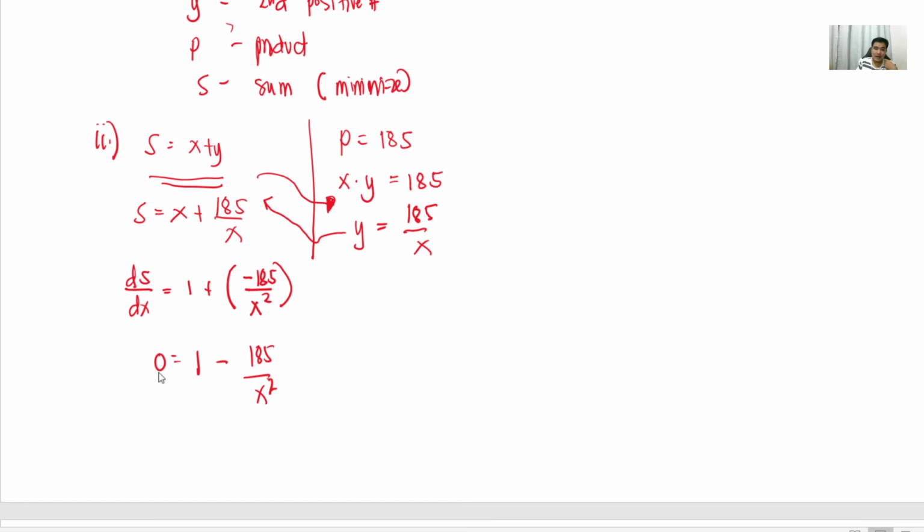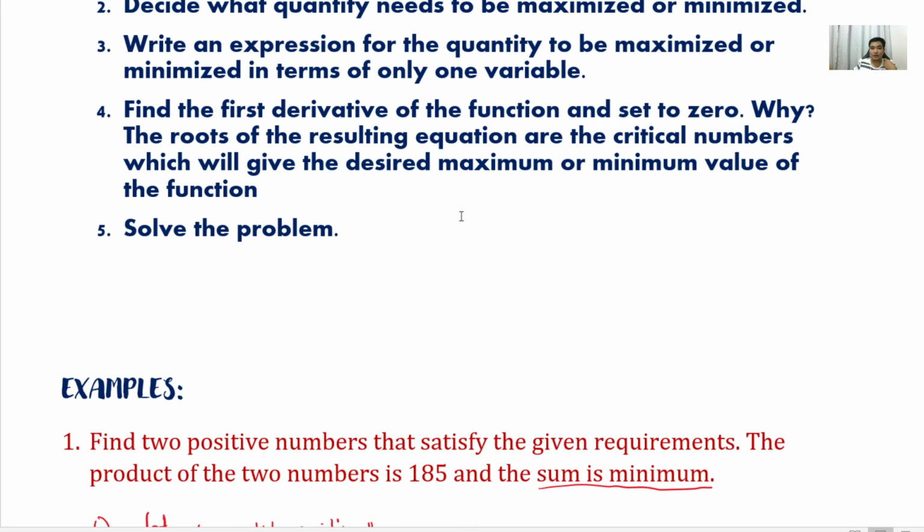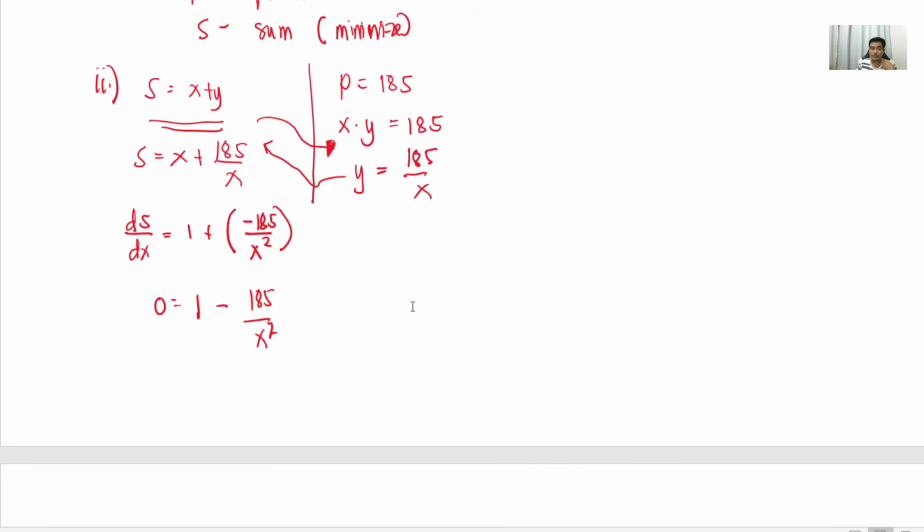And then, after setting it to 0, find the roots, and then we now solve for the critical numbers. So, by getting the roots. So, gawin ko muna class is, ayusin ko siya.